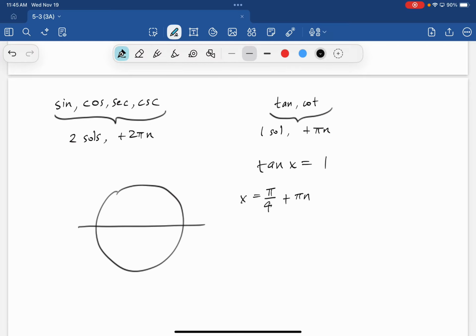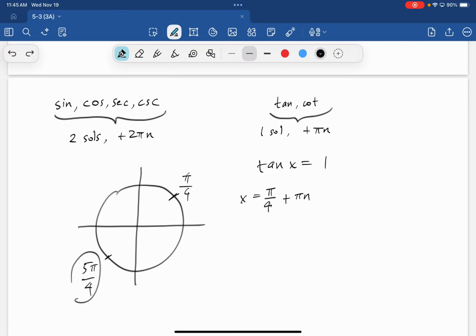On the unit circle, which points give you tangent equals 1? It's this point and this point. So that's pi over 4 and 5 pi over 4. But this 5 pi over 4 is already accounted for within pi over 4 plus pi n, right? Because 5 pi over 4 is just pi over 4 plus pi times 1. So that's the solution for n equals 1. So we only need to account for a single solution and then just add pi n, for tangent and cotangent.